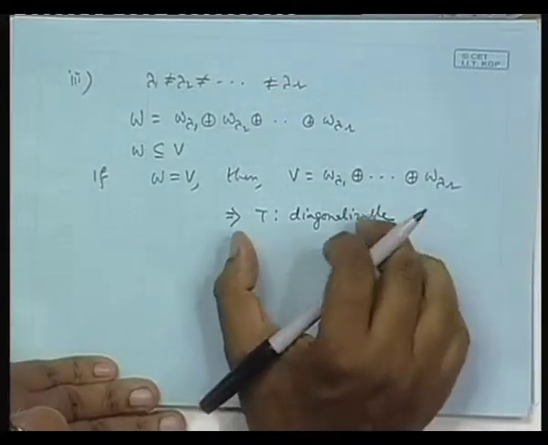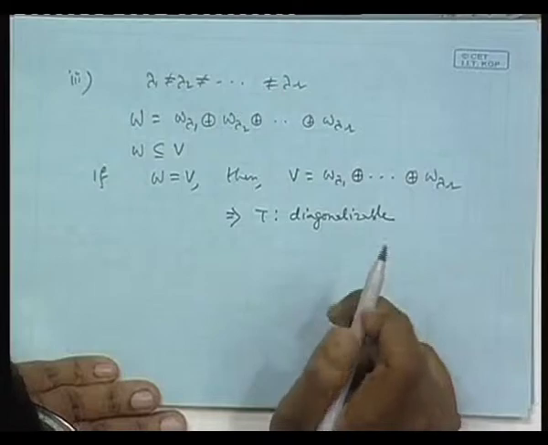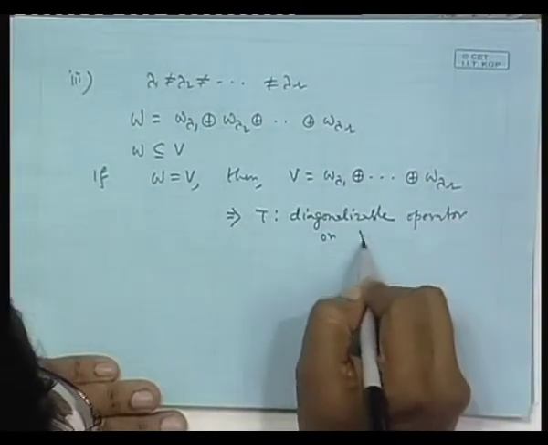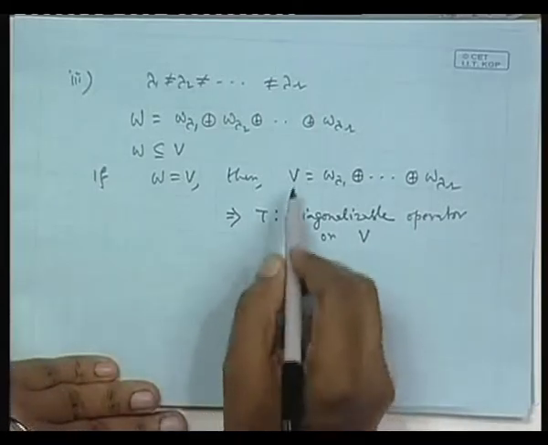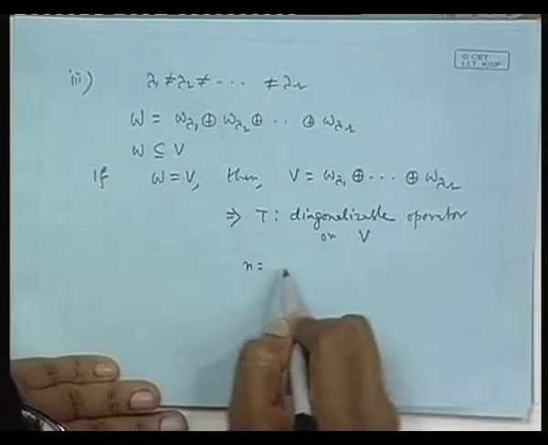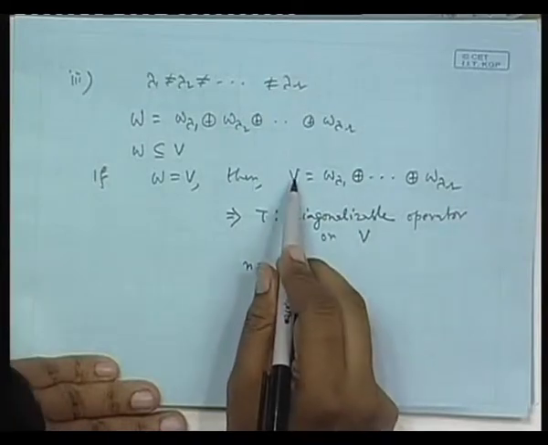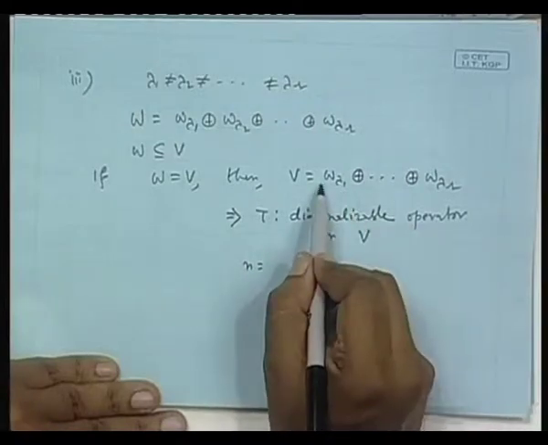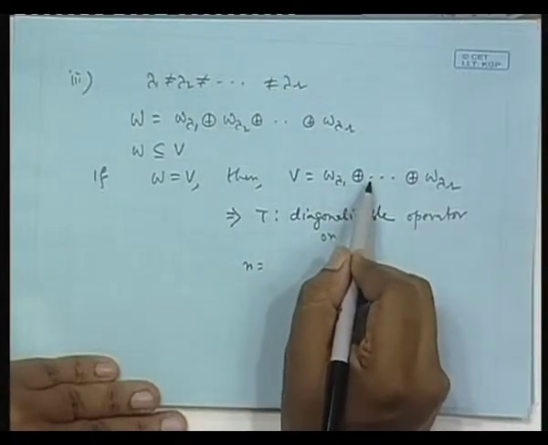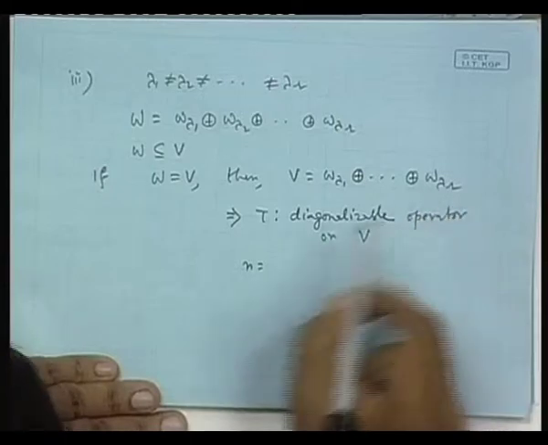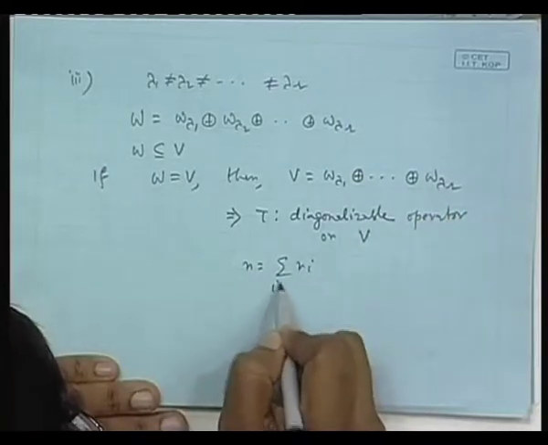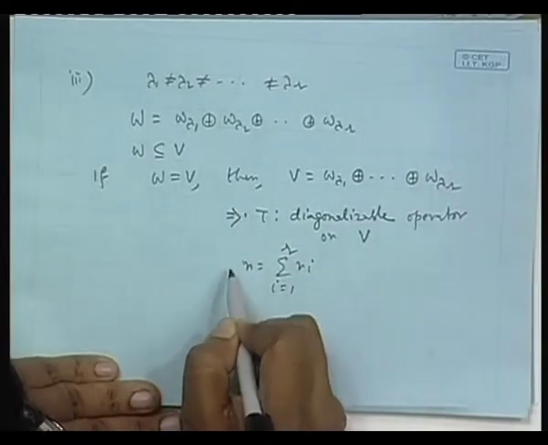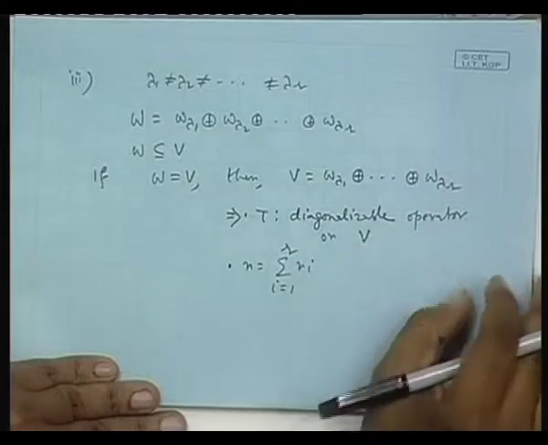Number 1, why diagonalizable? I will come to that, but we just say T is a diagonalizable operator on V, and clearly the dimension of the vector space V will be equal to the dimension of W lambda 1 plus the dimension of W lambda 2 plus dot dot dot plus the dimension of W lambda r, which is the summation of Ni, i equal to 1 to r. Okay. These 2 points follow. We just give it the name T diagonalizable operator.